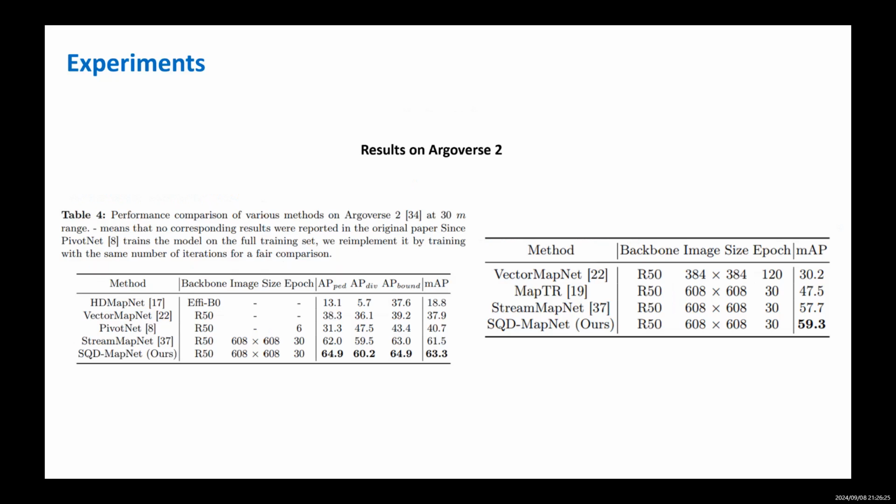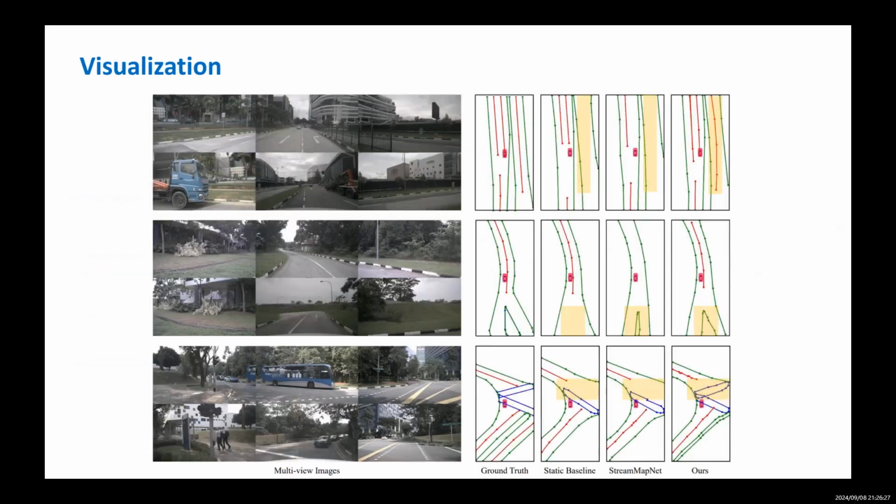superiority of our approach. We show some qualitative comparisons with the static baseline, StreamMapNet and SQD-MapNet in the figure. We can find that the static baseline and StreamMapNet easily fail to recognize some curves in both simple and complex scenes compared to our method. SQD-MapNet achieves temporal consistency effectively. That's all, thank you.